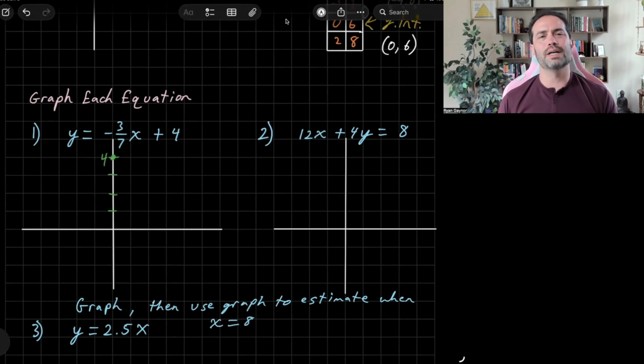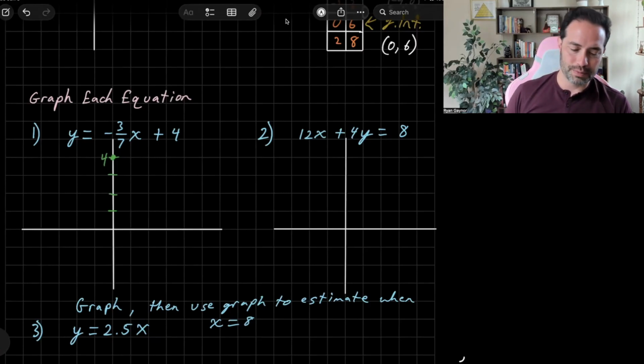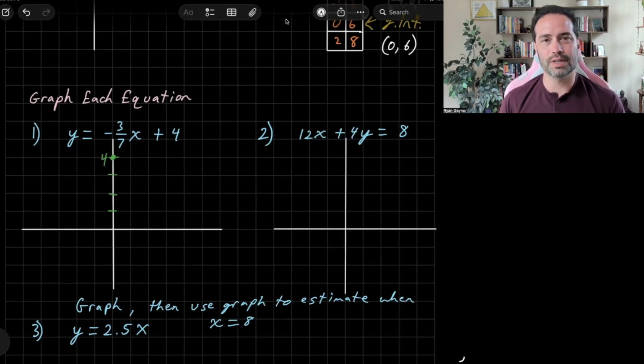That's our first point. Now, by the way, this equation right here has been written in slope-intercept form, right? I can see the slope, which is -3/7, and I can see the y-intercept, which is 4. y = mx + b. That is the format that this equation was written in. Now, I could use the slope right now to finish graphing this, or I can solve this using the intercept form, which would be plugging in 0 for y so I could find the x-intercept.